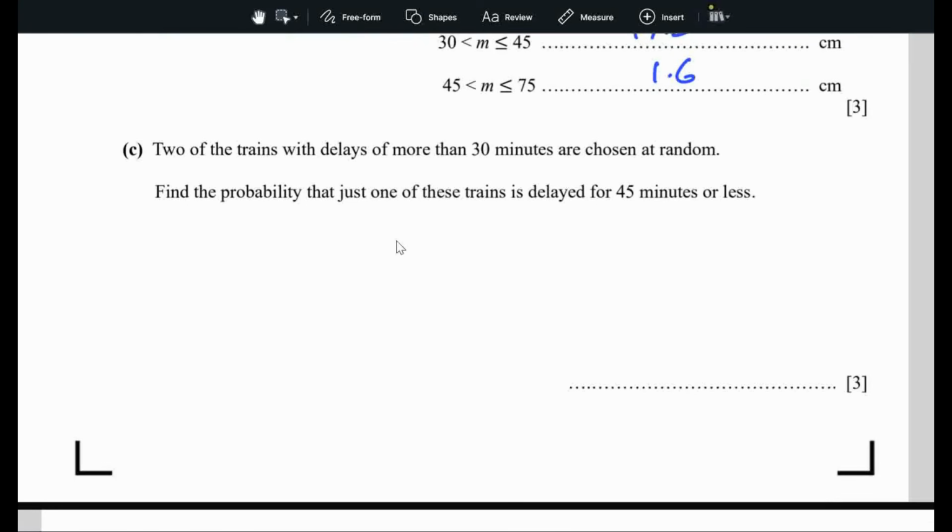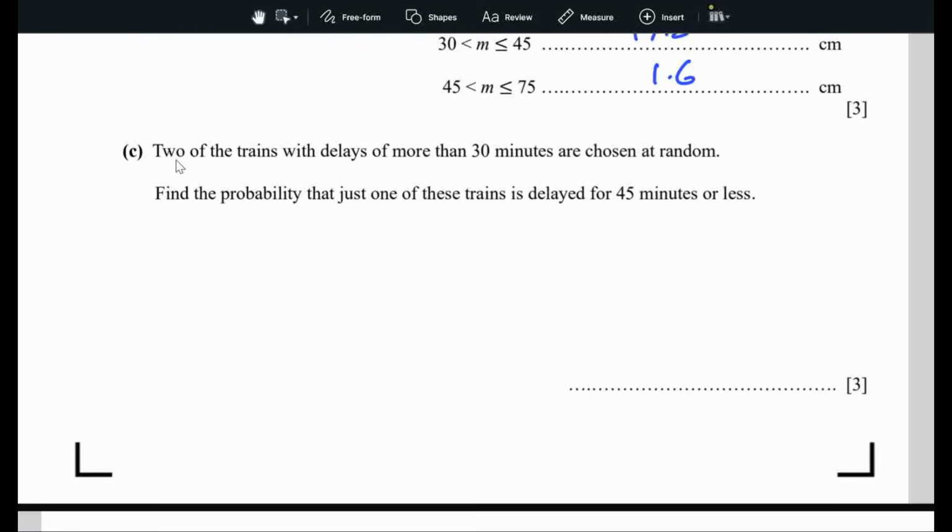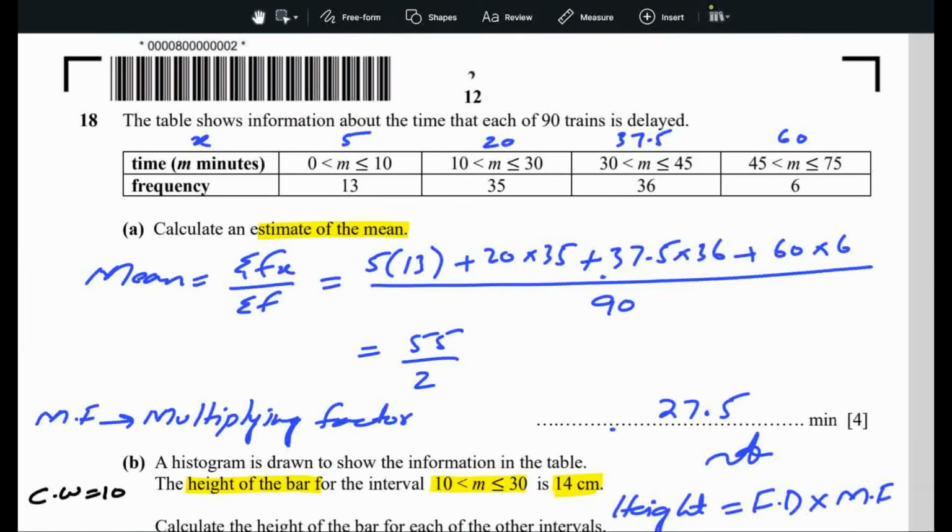Let's move to the C part. Now in the C part, two of the trains with delays of more than 30 minutes are chosen at random. Find the probability that just one of these trains is delayed 45 minutes or less. So more than 30 minutes will be, you can see here, this one and this one.